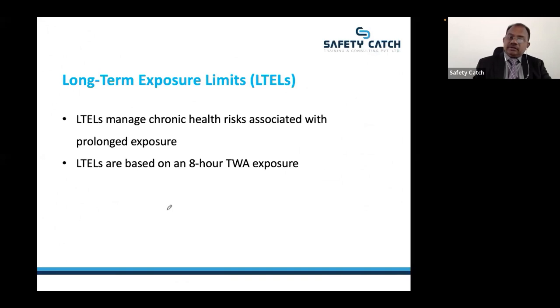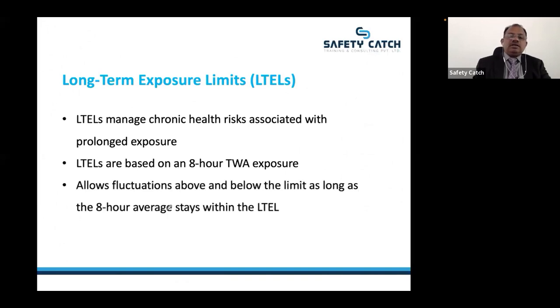LTELs are based on 8 hours. Some fluctuations may be allowed as long as the 8 hour average stays within the LTEL. Suppose in the first 1 hour it was a little higher than the permissible limit, but in the next hour it came down. So we are only looking at the average.